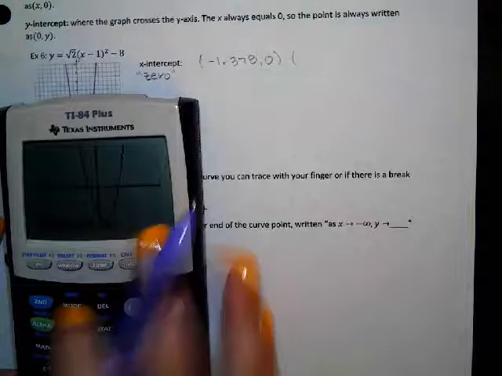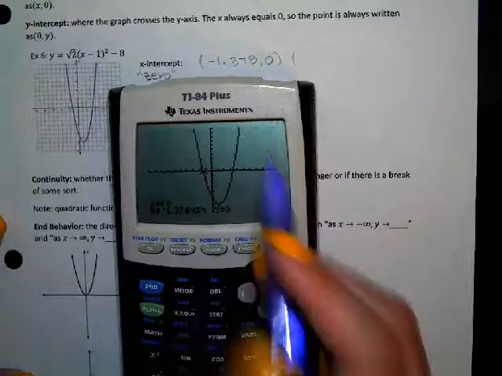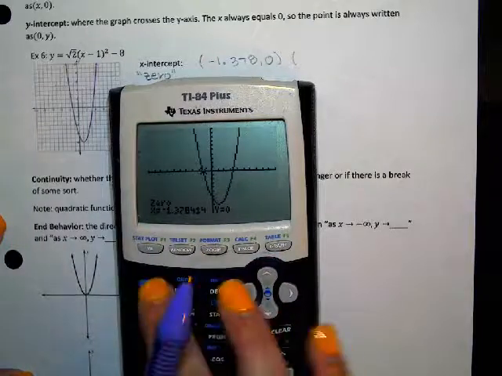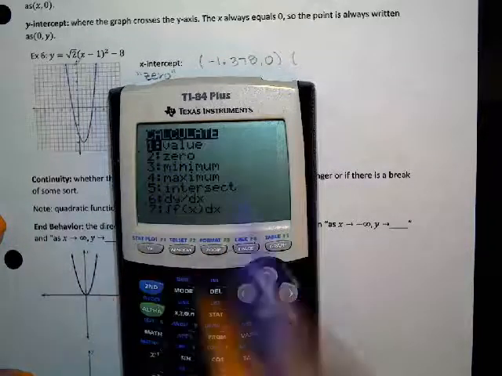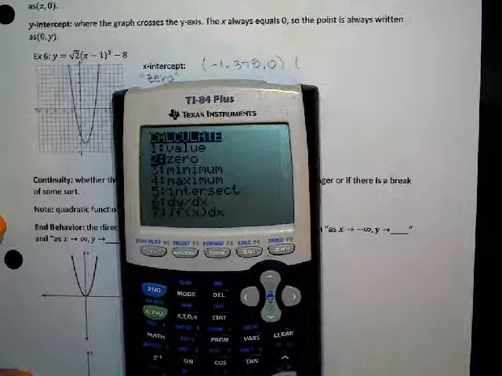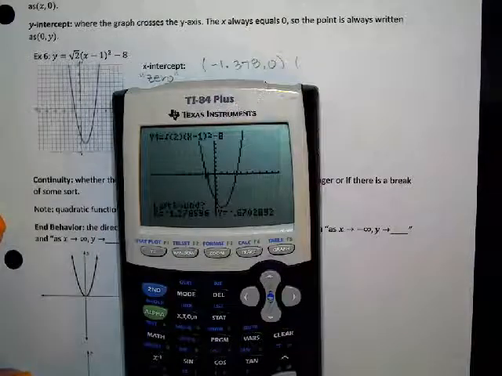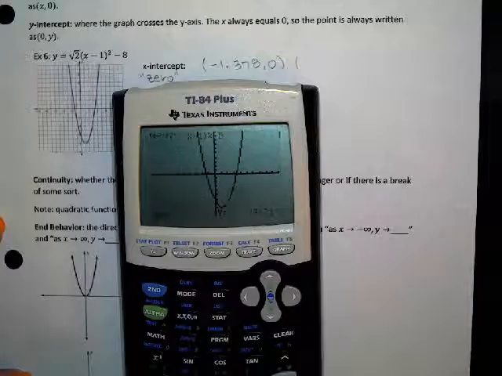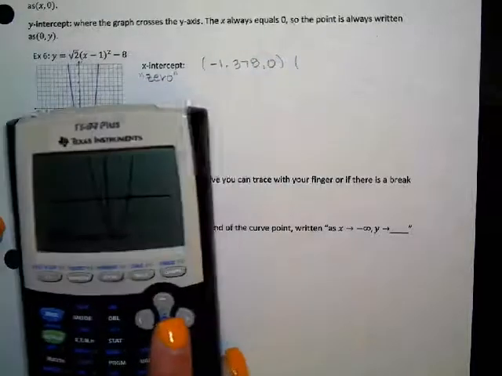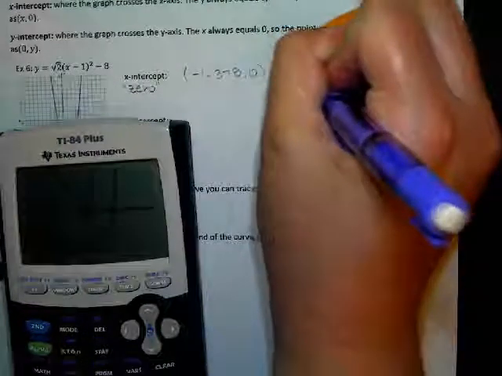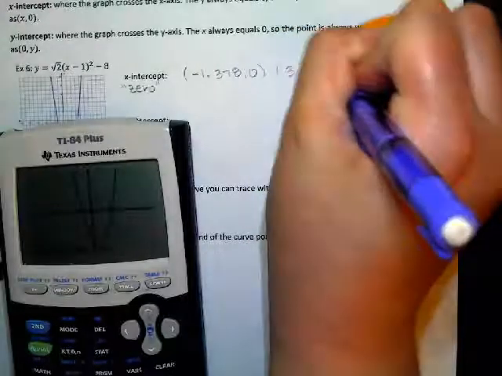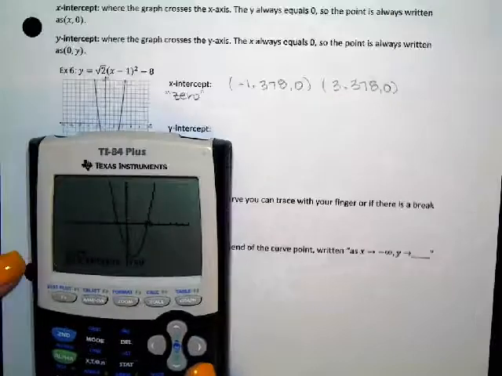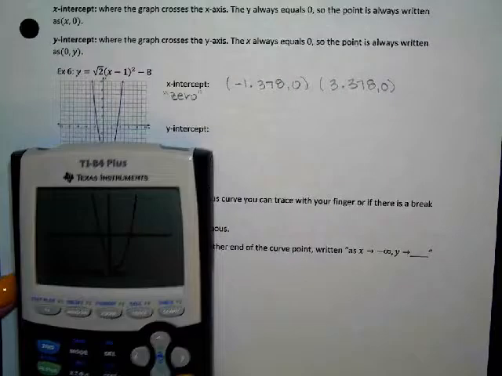Okay. My other x-intercept, 1, 2, 3, 4, is between 3 and 4. I just counted it. 1, 2, 3, 4. I can see it's between 3 and 4. So I'm going to do second trace, the 0 of the graph again, because I'm looking for an x-intercept. My left bound is 3. My right bound is 4. 3.378. Okay, 3.378. All right, so those are the zeros of the graph.